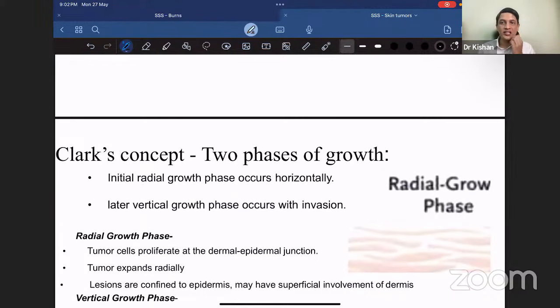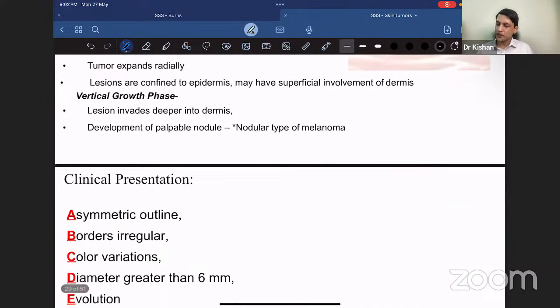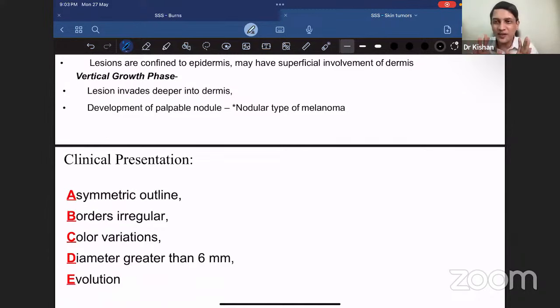Here, what's important is that Clark's and Breslow's classifications are there. You should know them. Clark's concept says that there are 2 phases of growth in malignant melanoma. The initial growth phase occurs horizontally. Then later on, the vertical phase occurs with invasion. And that's it. This is the most important. If there is a question on melanoma, they're expecting this.